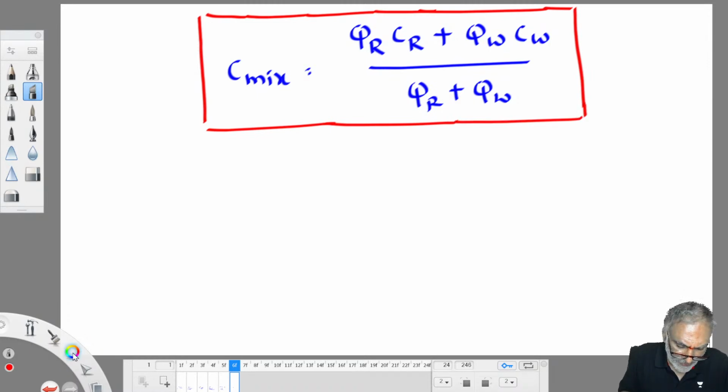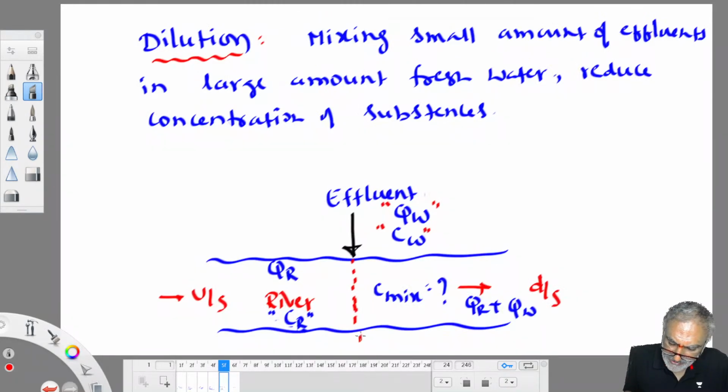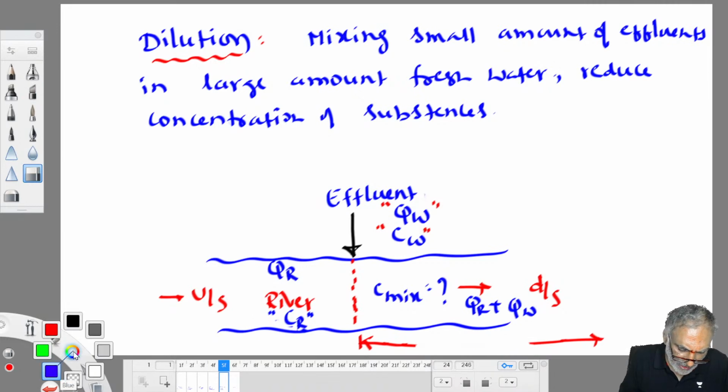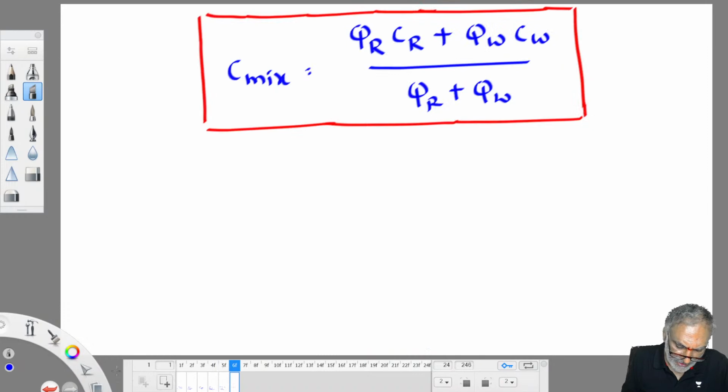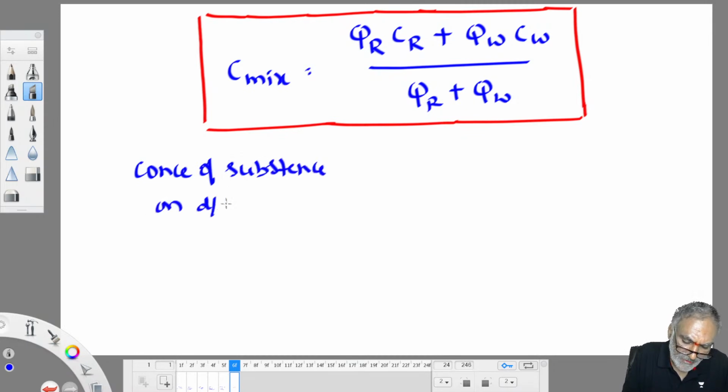After mixing, what happens when you travel further on the downstream side? Suppose you are asked to find the concentration at some distance on the downstream side, so many kilometers downstream. Then its concentration further decreases. That C mix becomes, somewhere here where you are working it out, CT. So this CT value is the concentration of the substance on the downstream of the point of disposal.